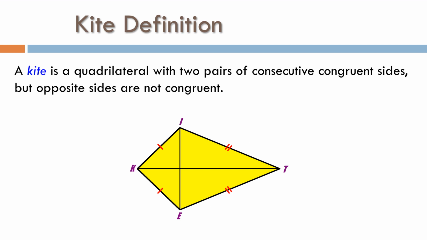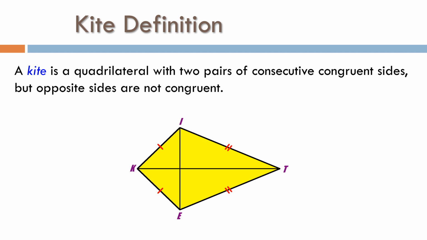By definition, a kite is a quadrilateral with two pairs of consecutive congruent sides. Now you gotta be careful. The consecutive is the important part here. In other words, the two sides that are next to each other are congruent, not opposite. If it's opposite, it's a parallelogram and all those other guys.